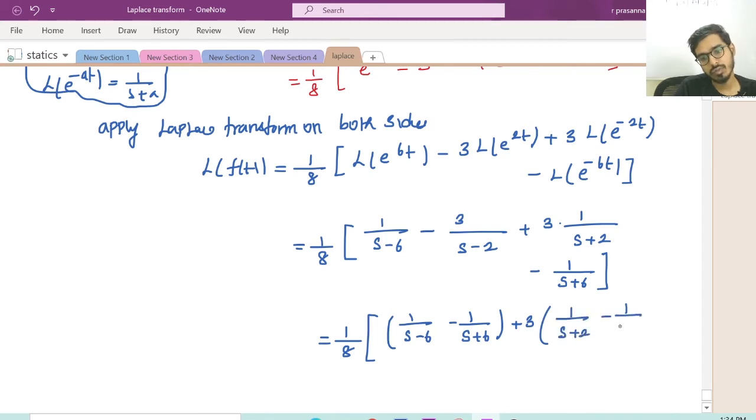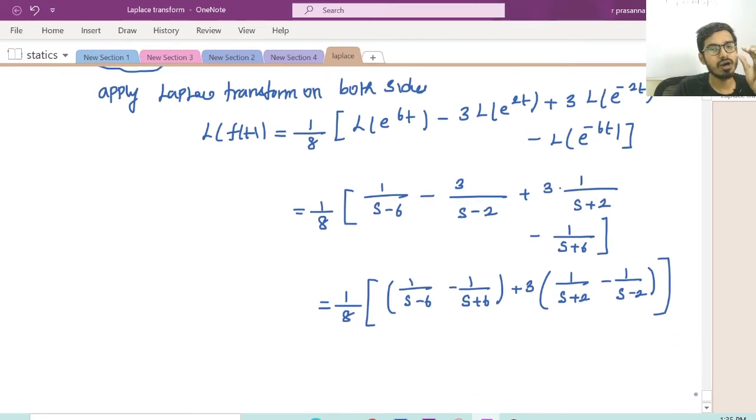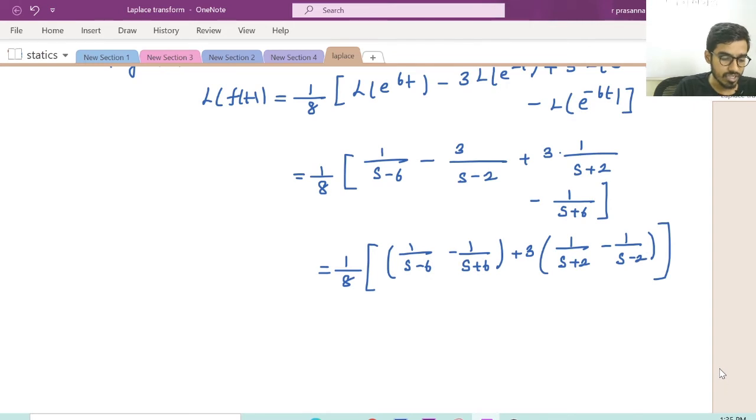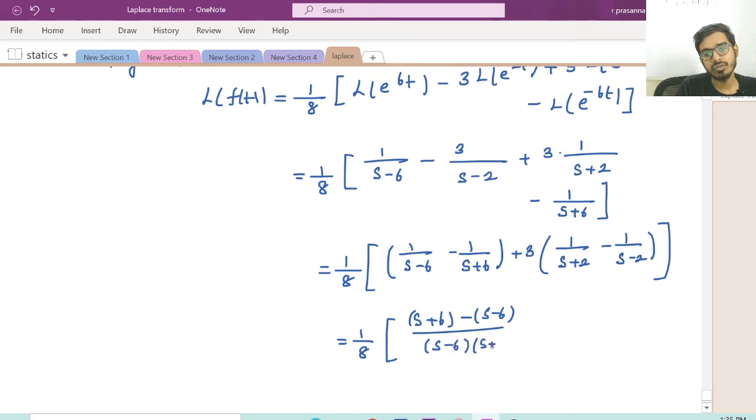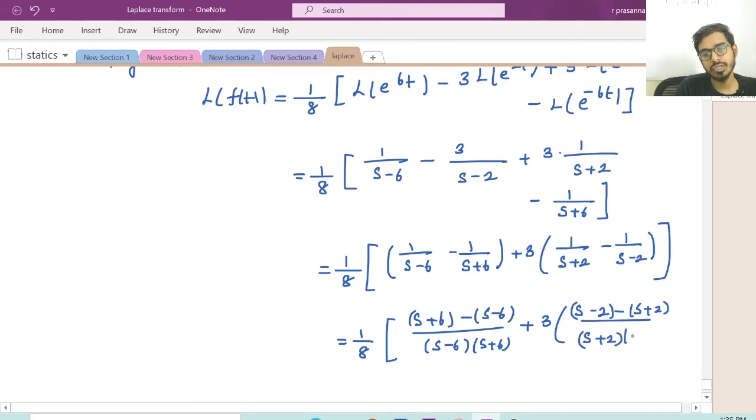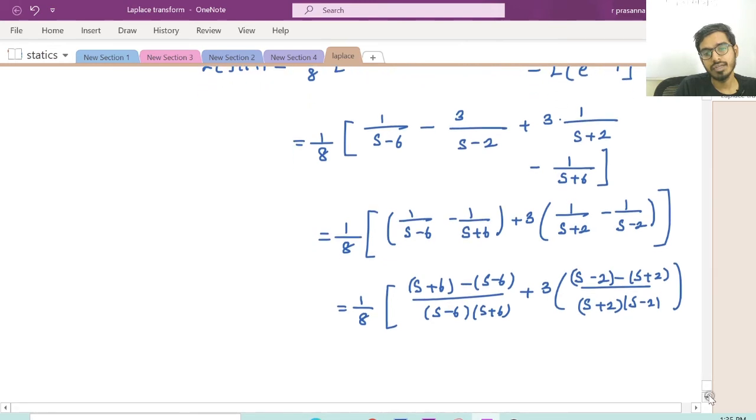Actually you can leave it at this stage itself, but if you want a smaller answer, you can also simplify this to some more extent. You just take LCM here, it will be 1 by 8. So cross multiply: s plus 6 minus s minus 6, divided by (s minus 6)(s plus 6). I've just taken LCM, right? Then plus 3 times s plus 2 minus s plus 2, divided by (s minus 2)(s plus 2), right?